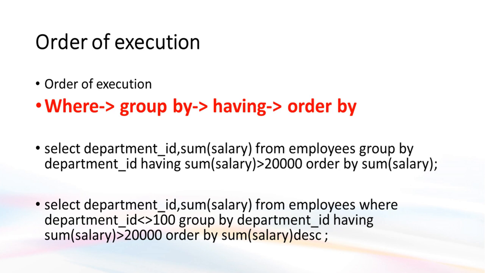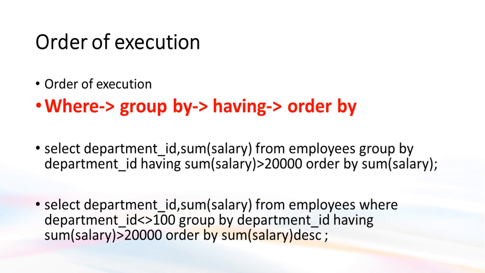So here we eliminated department ID 100, and then we grouped the result. After grouping, we apply the having condition on the group result, that is sum of salary greater than 20,000. Once it is completed, then we need to print in an order. That's the reason order by clause again comes at the end. Order by sum of salary descending. So the order should be the same: first where, because we need to filter the rows, then group by, then having, then order by.